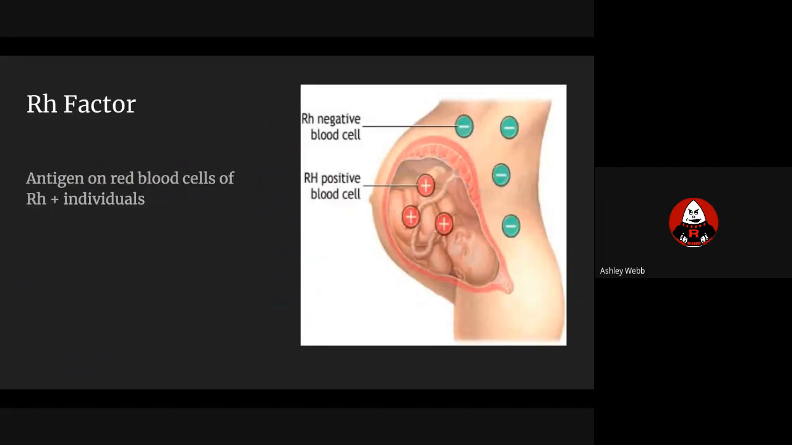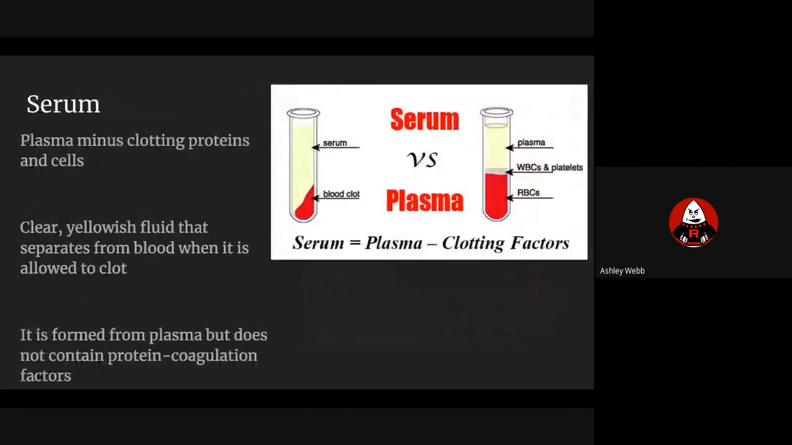Rh factor. Rh factor is an antigen on red blood cells in Rh positive individuals. It only becomes a problem, like we talked about, when the mother is negative and the baby is positive. So that's demonstrated by this picture here. Serum is plasma minus the clotting proteins and cells. So basically, if you think about it as the liquid portion of blood, you're pretty much on the right track. But it's a clear yellowish fluid that separates from the blood when it's allowed to clot.